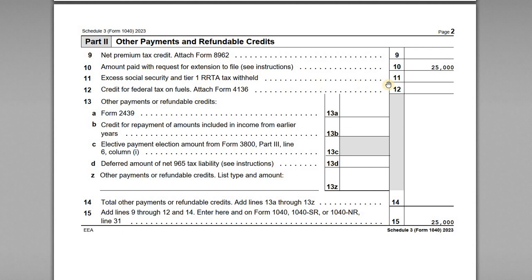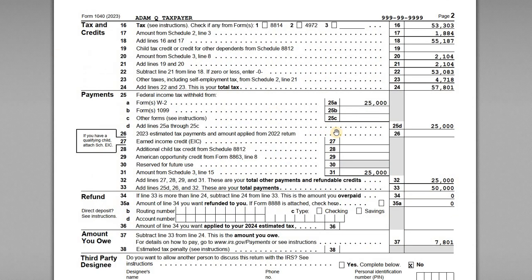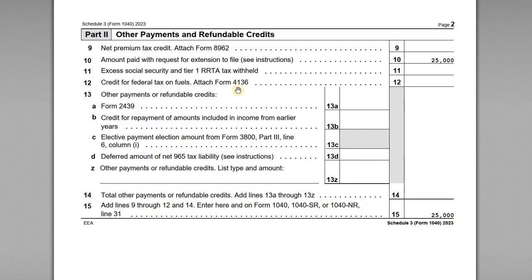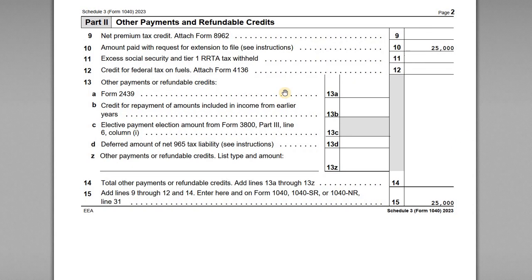Amount paid with extension. Historically, if you made a payment with your extension, it would just be separately stated down here in the payments section. So, for example, you can see on line 26, we have a line item for estimated tax payments. But if you're making a payment with an extension on a Form 4868, that's actually reported here on line 10.